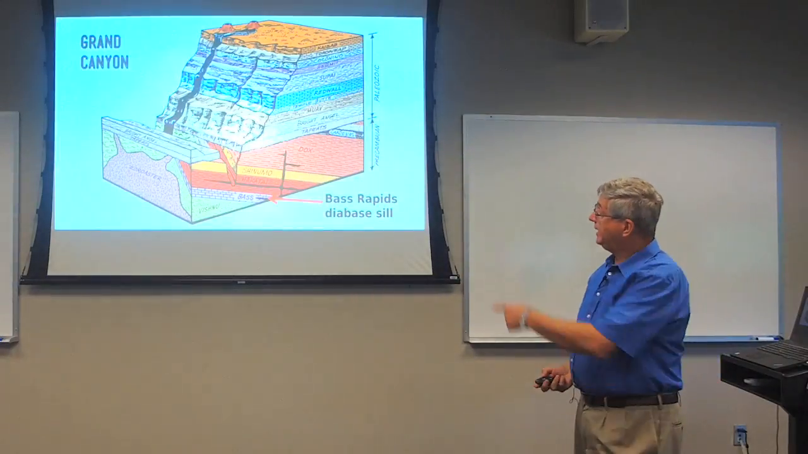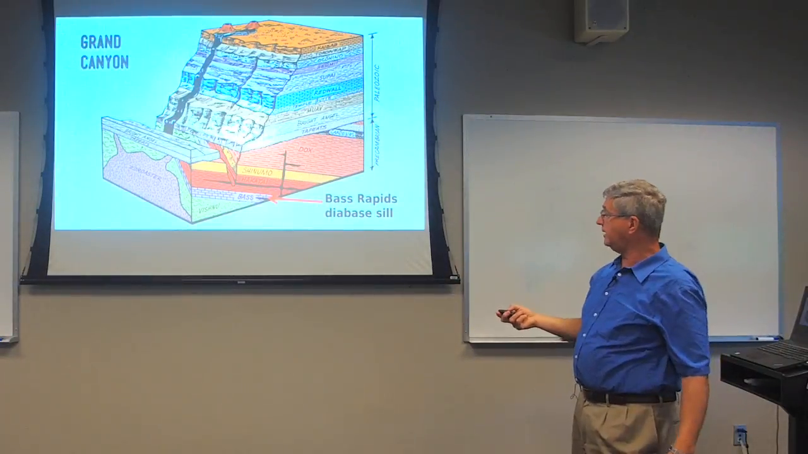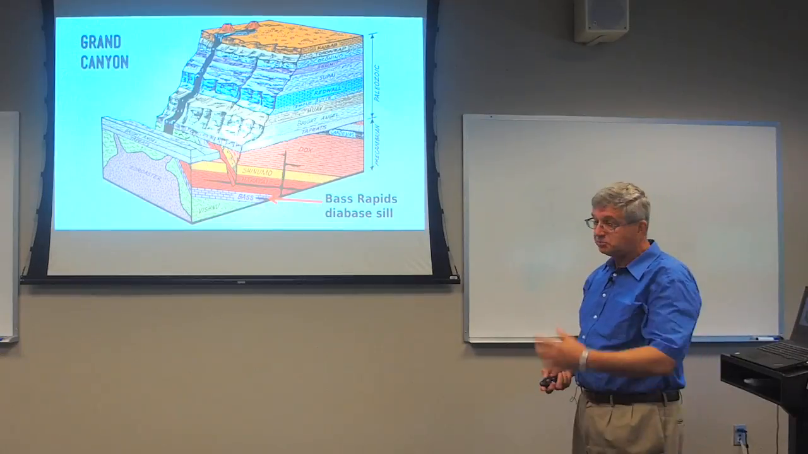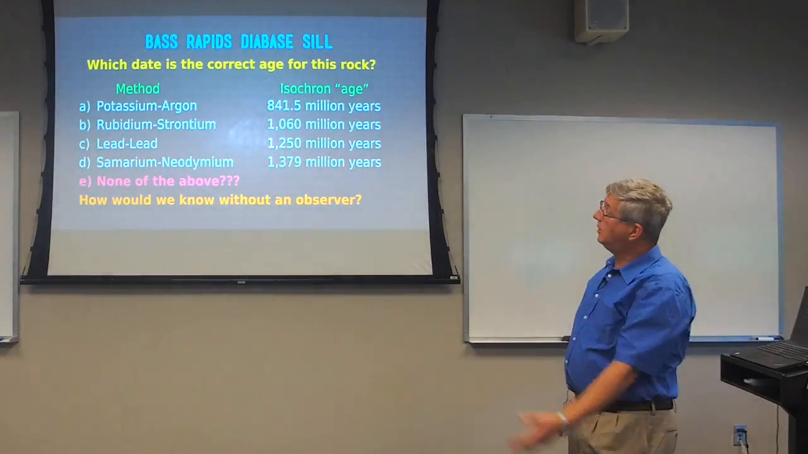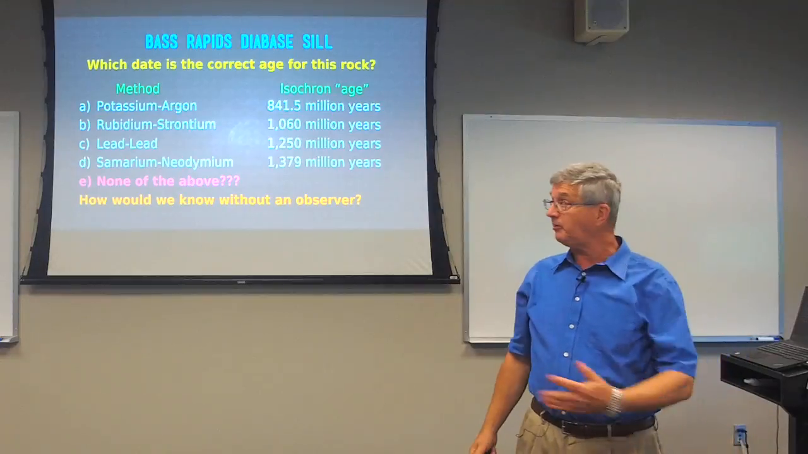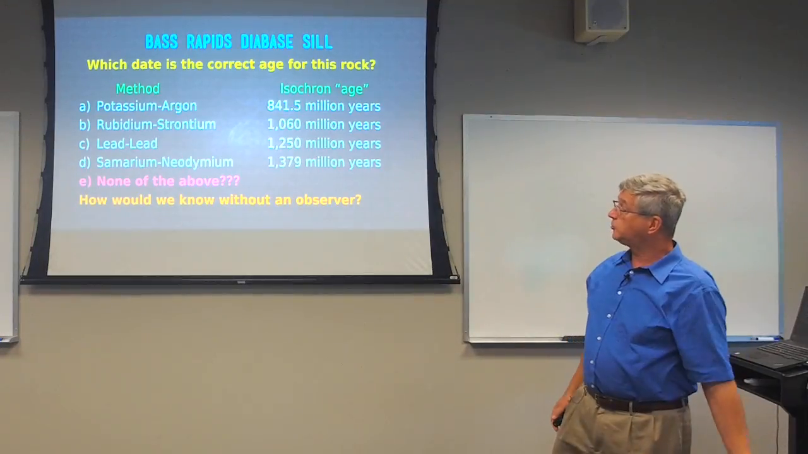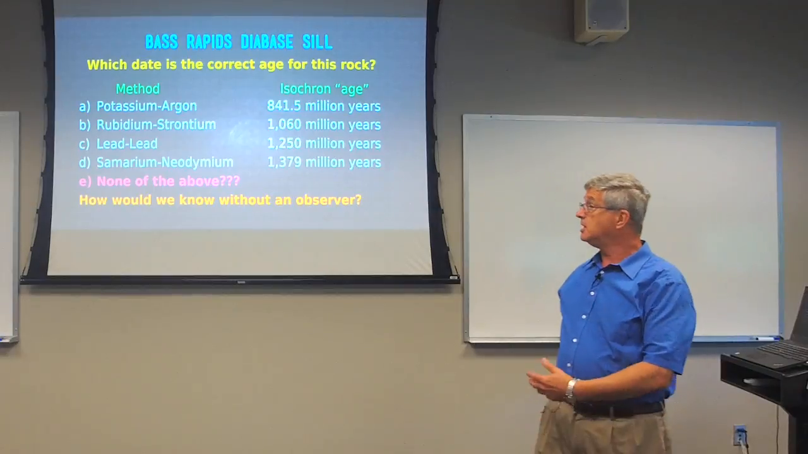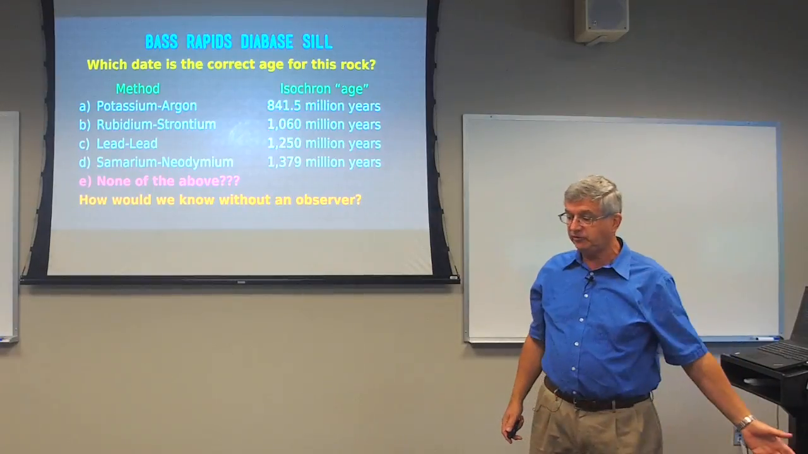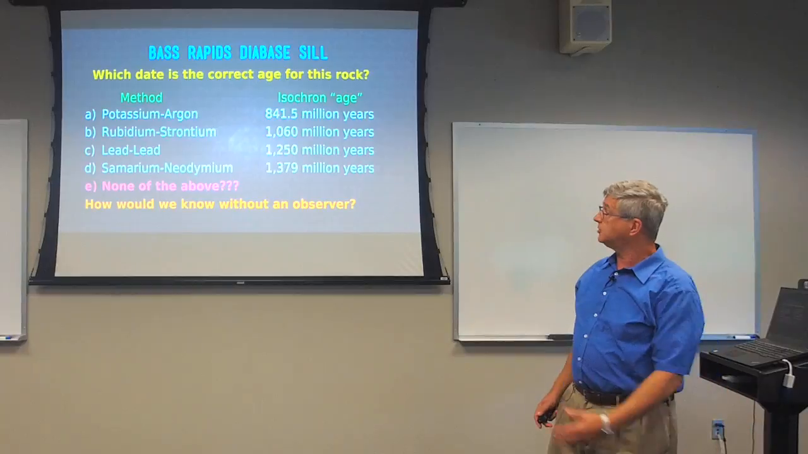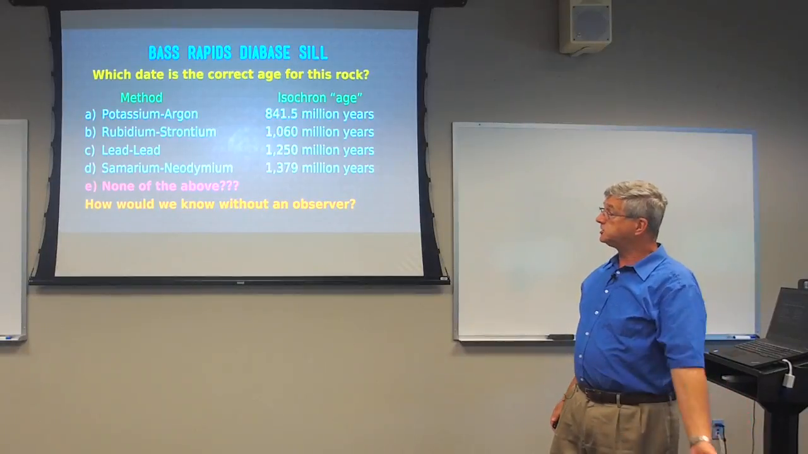And so here's the Bass Rapids diabase sill down here. That's right down deep in the canyon. It's pre-Cambrian. And so here's the results that we got. Potassium argon, 841.5 million years. Rubidium strontium, 1,060 million years. Lead, 1,250 million years. Samarium neodymium, 1,379 million years, which is the correct answer.